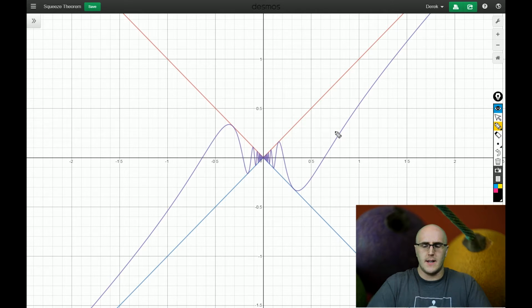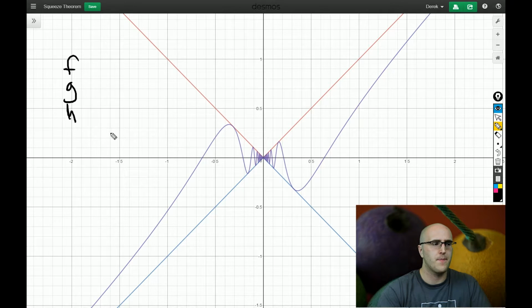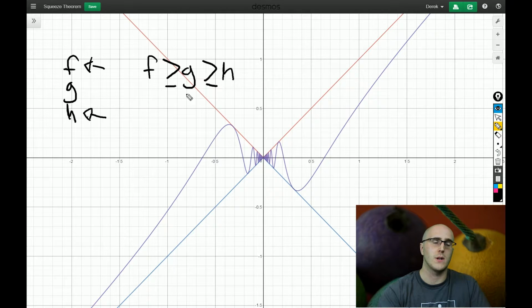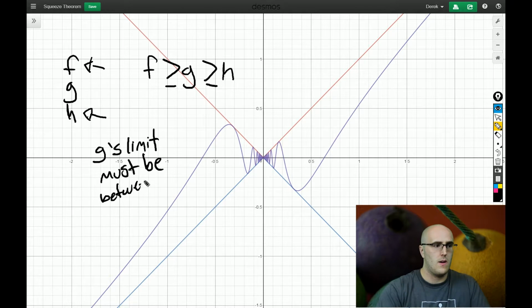All the squeeze theorem says is that if we have three functions, we'll call them f, g, and h, and we know the limits of f, and we know the limits of h, and we also know that f is always greater than or equal to g, and g is always greater than or equal to h, then we know that g's limit must be between f's and h's limits.